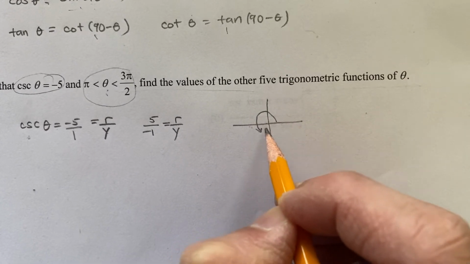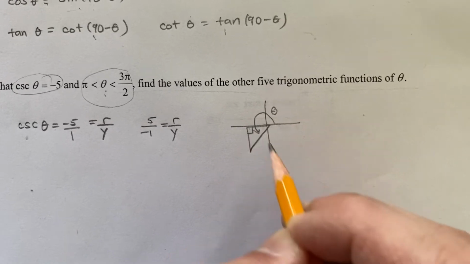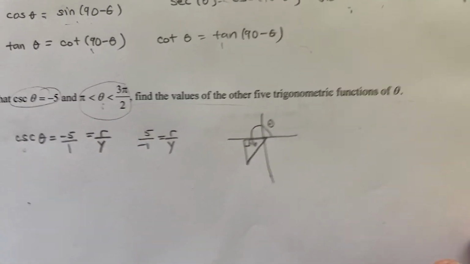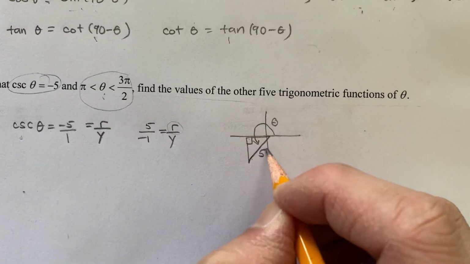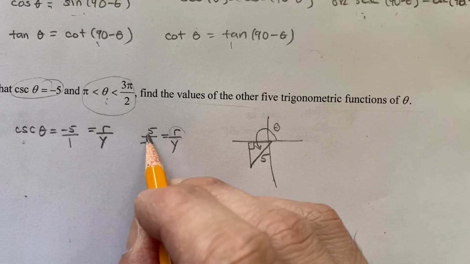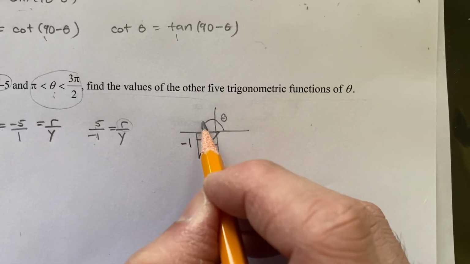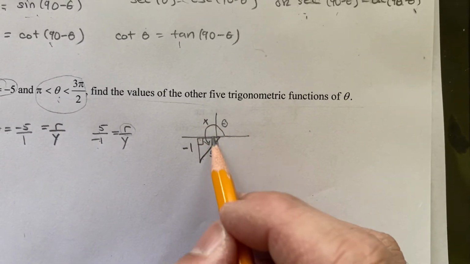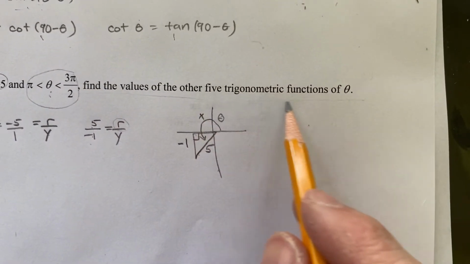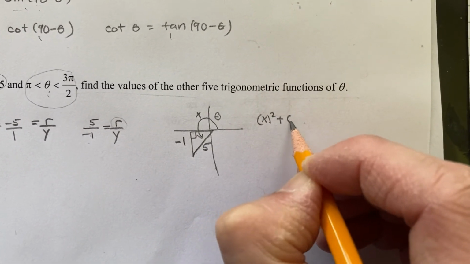So here is my theta. And the way you sketch the triangle here in quadrant number 3 is like this, right? Our r, which is our hypotenuse, can never be negative. And that's why I brought this negative down here, right? Y is -1. And if you want to solve for x, call that x. And then once you have x, you can figure out all 5 remaining trig ratios. Okay, so quickly solve using Pythagorean theorem.